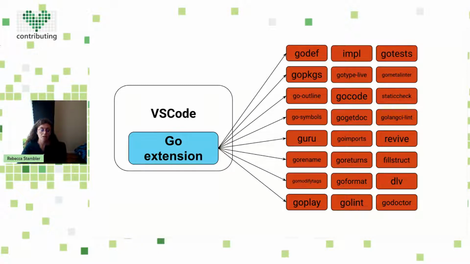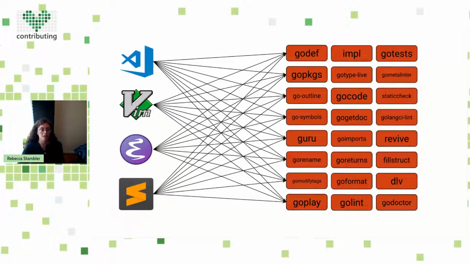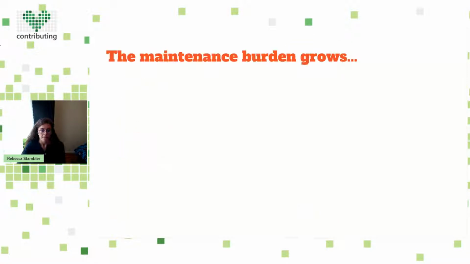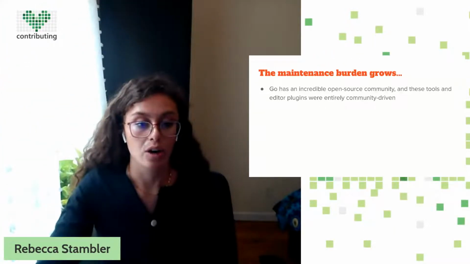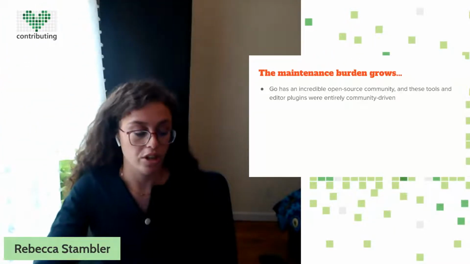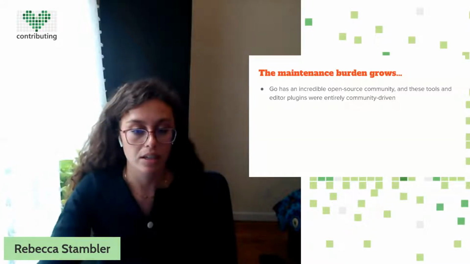Especially it became even more difficult if you throw in all of the different editors that people can possibly use. So Vim has its own plugin for Go, Emacs has its own. So it created a lot of complication in the ecosystem. And then that maintenance burden would just continue growing on the Go open source community. And these plugins were mostly community driven.